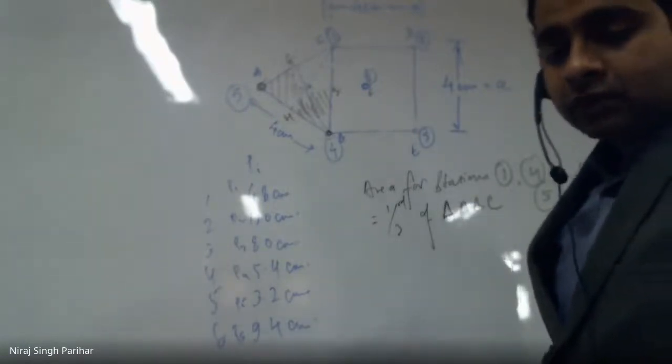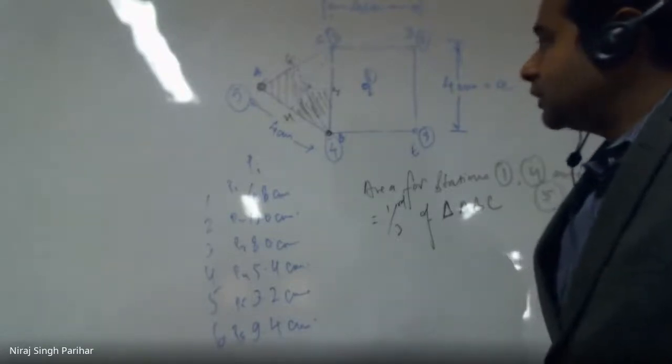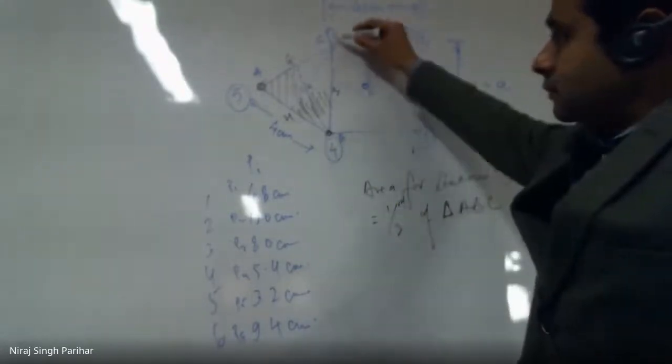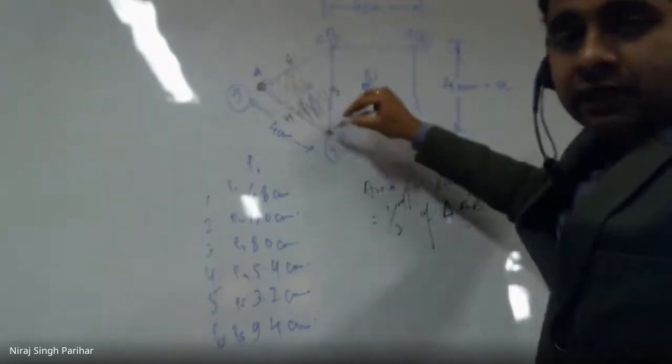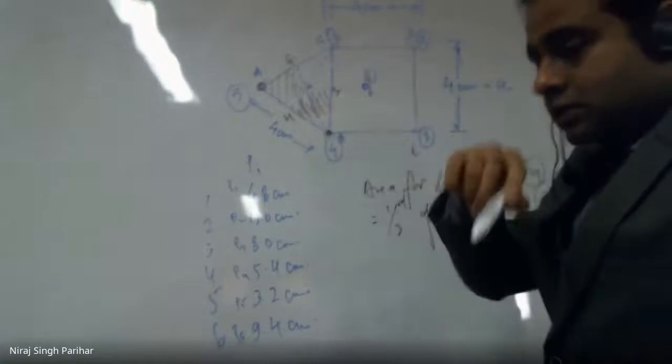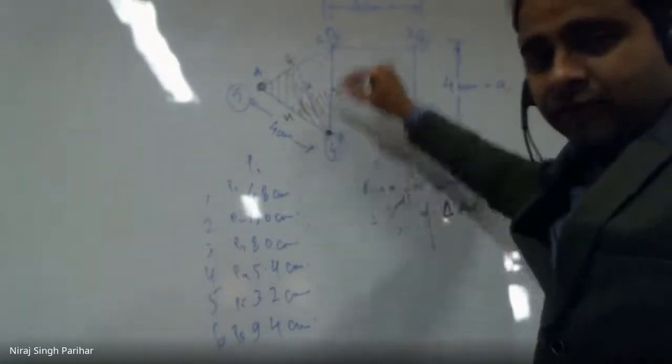Right? So can you find out the area of this triangle ABC? How can you find out? We need half base into height to find out the area of this triangle ABC. So this is the base. The length of the base we know, that is 4 centimeter.